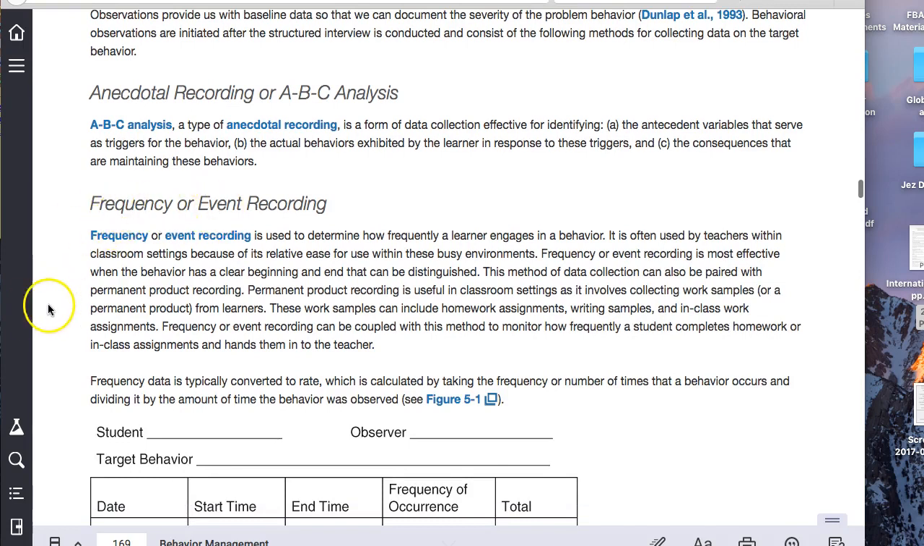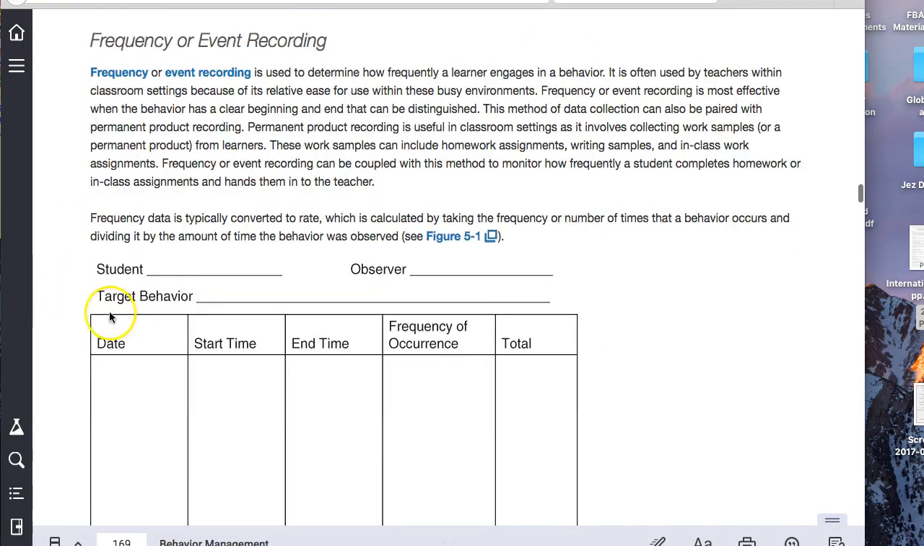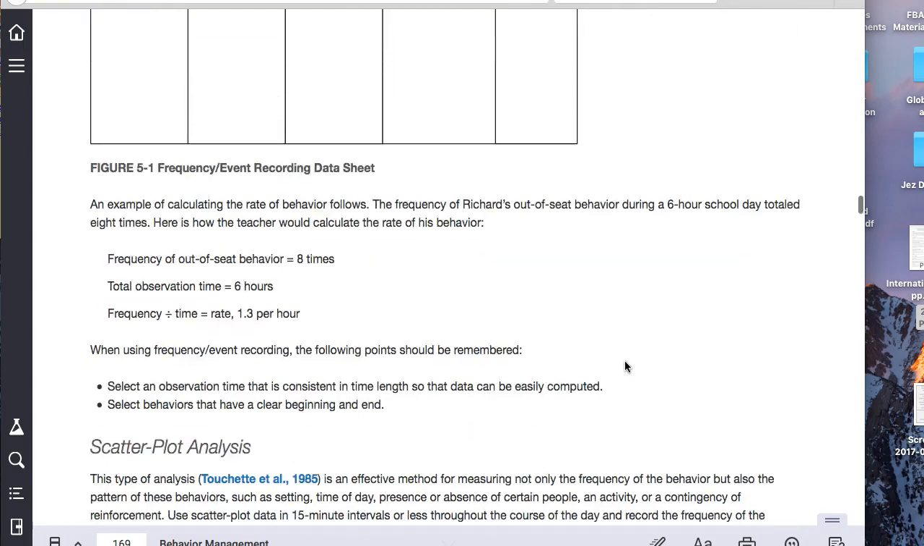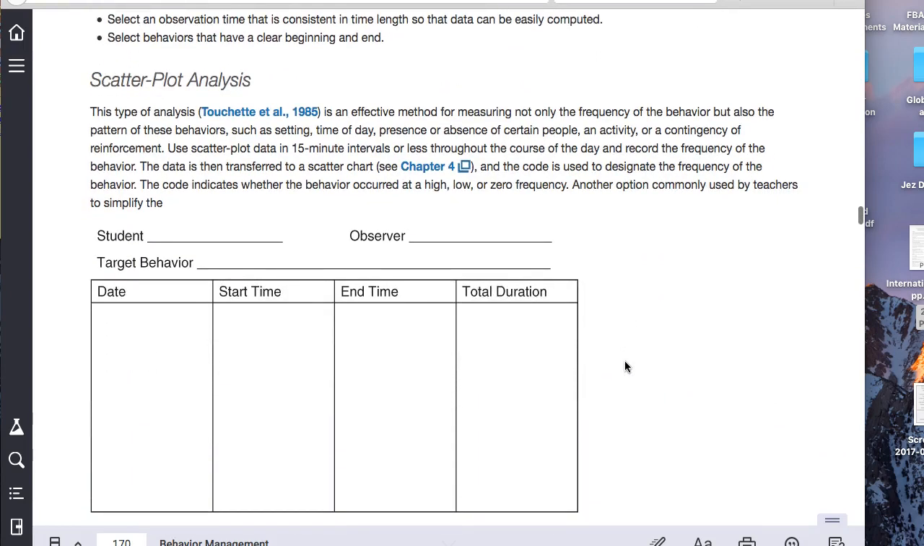Then there's the frequency or event recording, which, once again, you have the date, the start time, the end time, the frequency of occurrence, and then the total, so that you're getting to know how frequently the learner is engaging in some certain behavior. And then we have the scatter plot analysis.